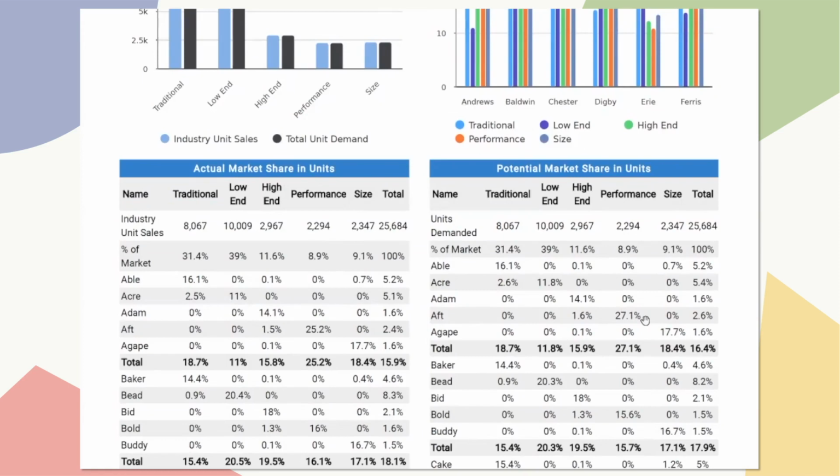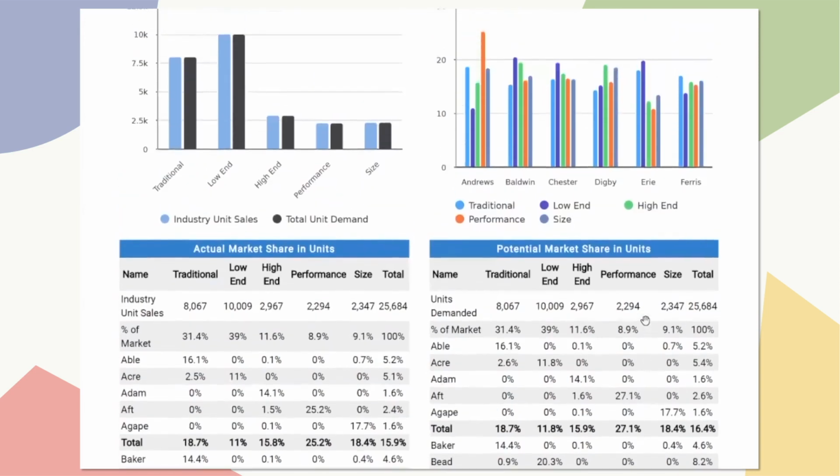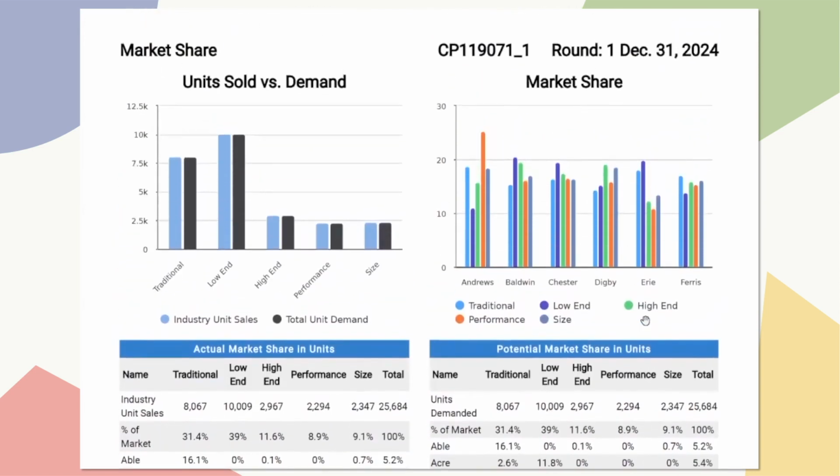That's a missed opportunity for sales and a reason why their sales were lower. This page, especially the potential market share data, can be really helpful when forecasting. Another contributing factor, if your sales are low, can be product design. Did you offer products that the customers were asking for?